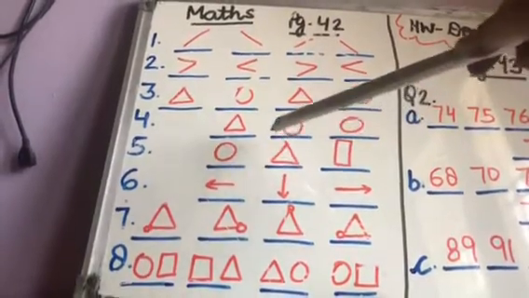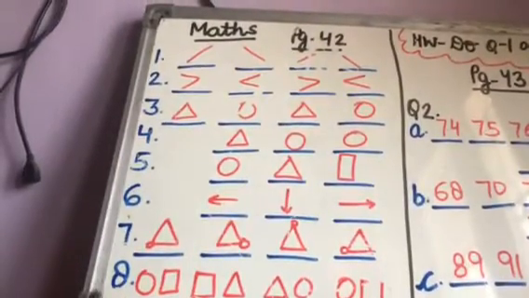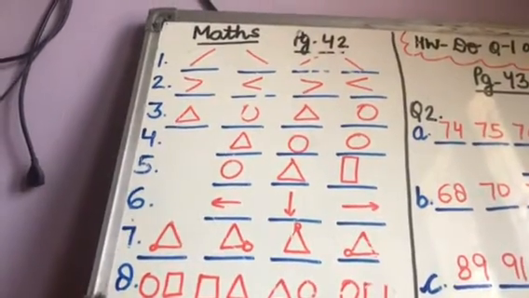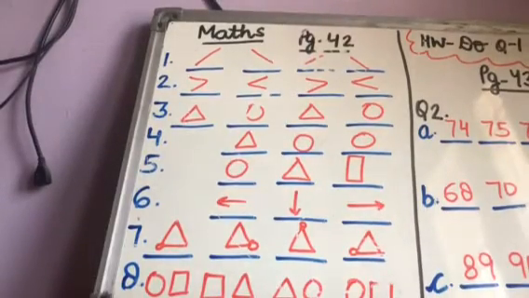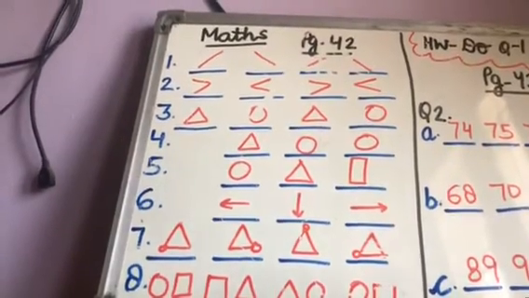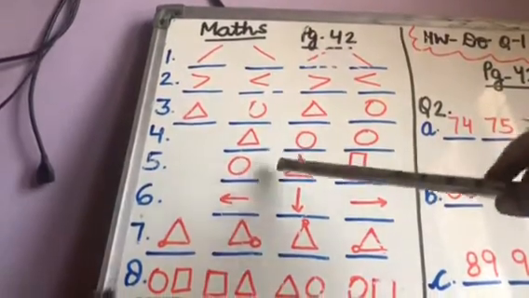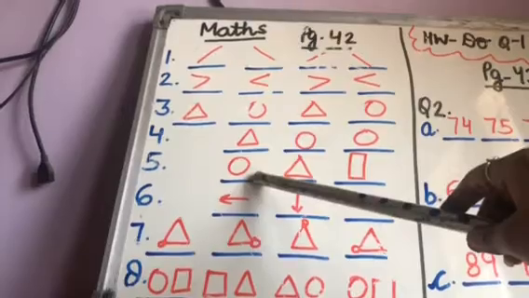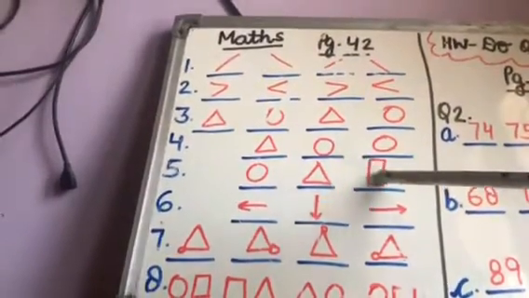Right, on the 5th part, what do we have? We have a triangle, then rectangle, then circle, then triangle, then rectangle. So after rectangle, what are we going to draw? We are going to draw a circle, then triangle, then rectangle.